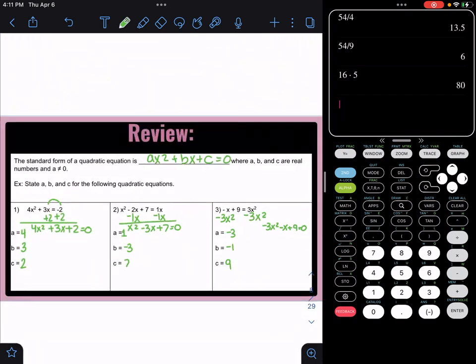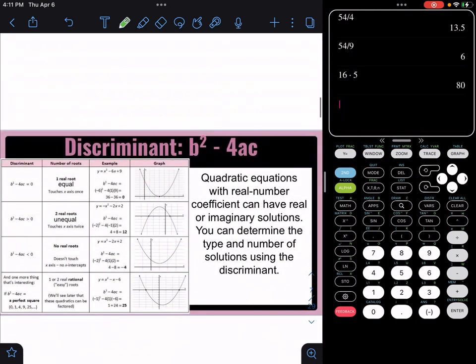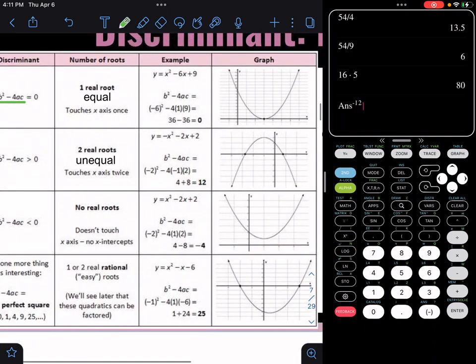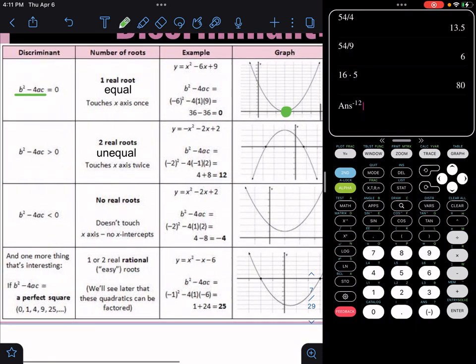Alright, nice job. So today we are going to use what a, b, and c equal to calculate what b squared minus 4ac equals. When we find this number, we call this number our discriminant. If we end up getting a number that is 0, that will mean that our quadratic equation just touches the x-axis once, meaning that we'll have one real root, and because it's only one number, that one number is equal to itself. So we can say that it's one real root that's equal.